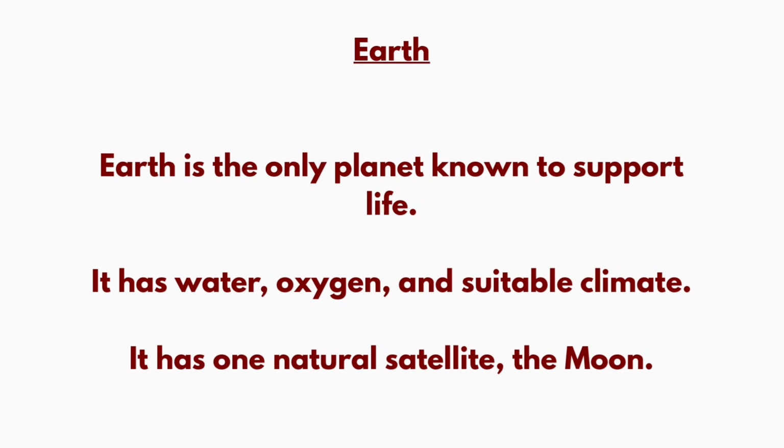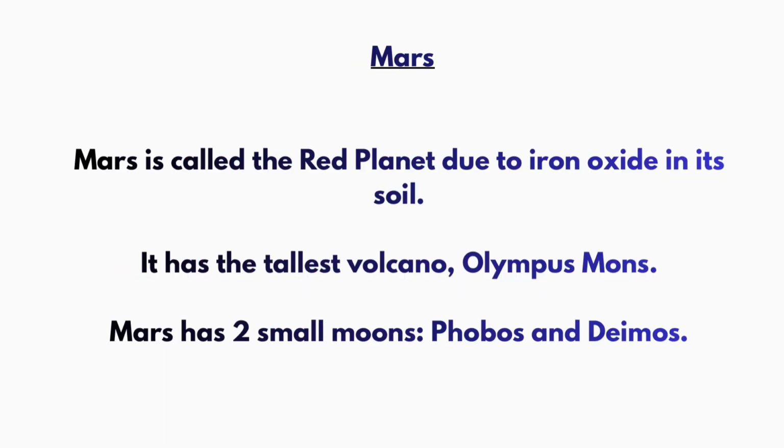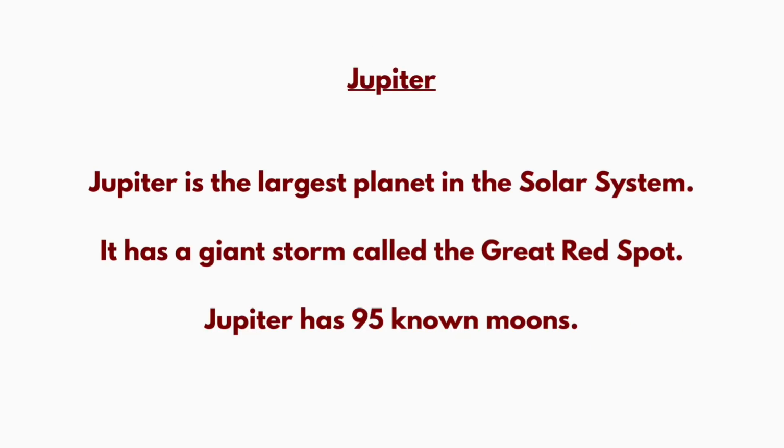Mars, known as the red planet, has mountains, valleys and dry rivers, very cold and dusty, and Mars is studied for possible life. We will talk about Jupiter, largest planet in the solar system, made mostly of gases, has a giant storm called the Great Red Spot, and Jupiter has the strongest gravity.